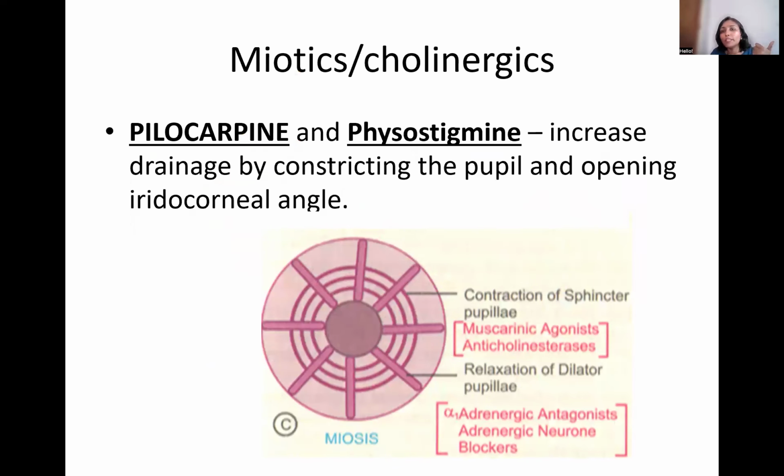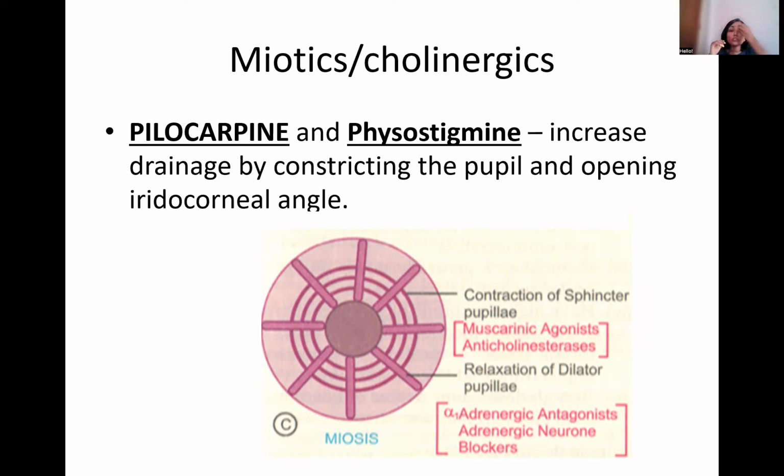Now coming to miotics, that is the third class, miotics or otherwise cholinergics. This class of drugs consists of mainly alkaloids like pilocarpine. Then you have anticholinesterases like physostigmine and ecothiopate. Now, what do they do here? Look at the picture here. This is your pupil. Surrounding the pupil, you have the sphincter pupillae muscle. These concentric bands are the sphincter pupillae muscle. Remember, they are associated with contraction of the pupil.